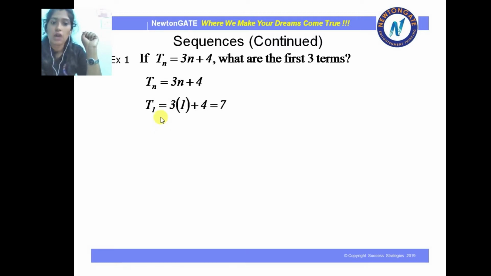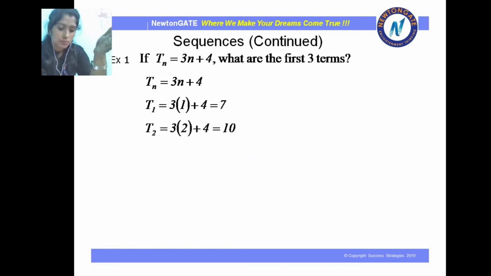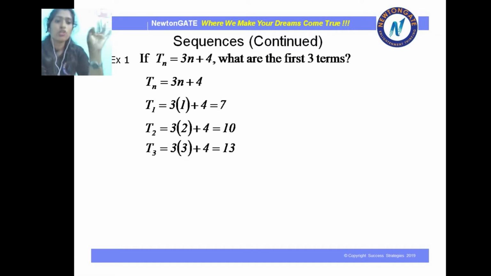T1 is equal to 3 into 1 plus 4, that is 7. Next, T2, that is n equal to 2. The same thing, if we put 2 instead of n, we get 10. And the third one is 3 into 3 plus 4, that is 13. So T1, T2 and T3 were the first three terms. How did we get them? We just replaced n with 1, 2 and 3 and hence got the numbers. This is also a sequence, because there is a particular rule for how we get these numbers.